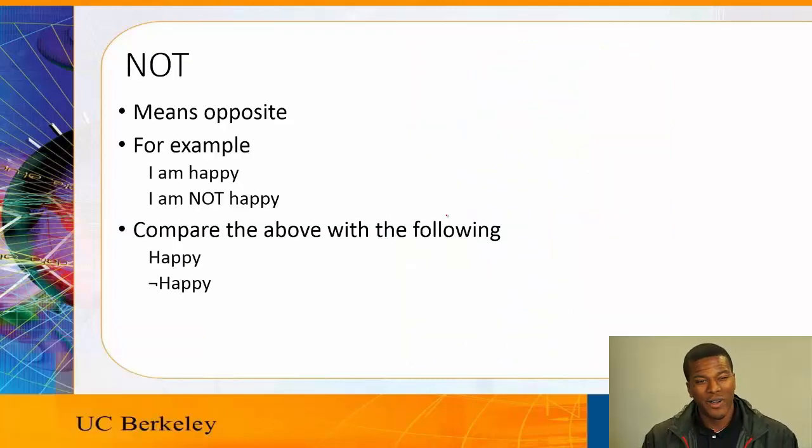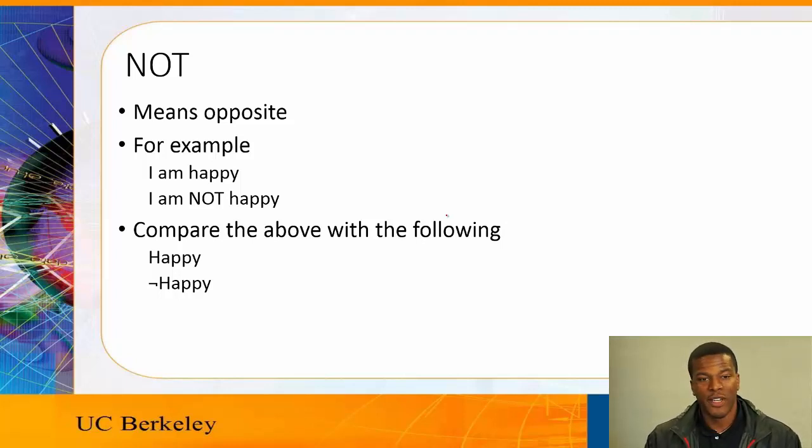The not operator means opposite. It's basically an inverter. Whatever you put in, you get the opposite out. If you put a high in, you get low out. If you get low in, you get high out.